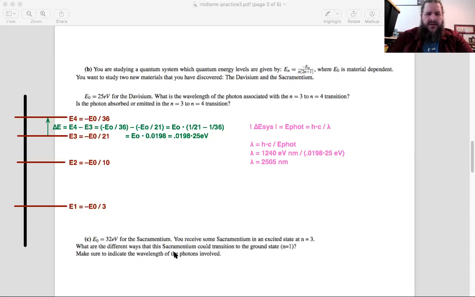And then for part C, sorry, go ahead. Why did we say that the energy increases going up the levels? Yeah, we are going from a lower value to a higher value because 1/21st is larger than 1/36th, but these are negative, so that reverses the order. Like for instance, 3 is smaller than 5, but -3 is greater than -5. Oh, okay, yeah, thank you.